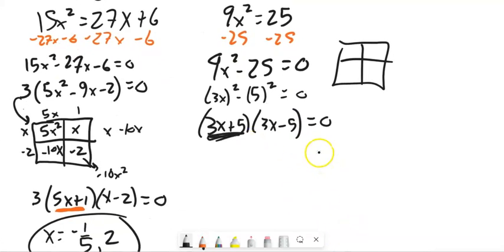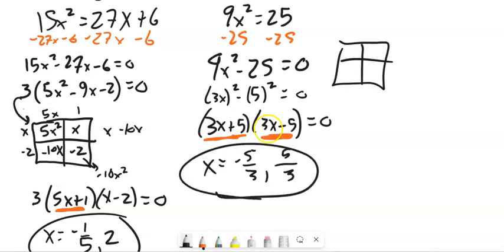If I set that equal to 0, that thing right there, I would subtract 5 and divide by 3. If I set this equal to 0, I would add 5 and then divide by 3. There's my answers to that.